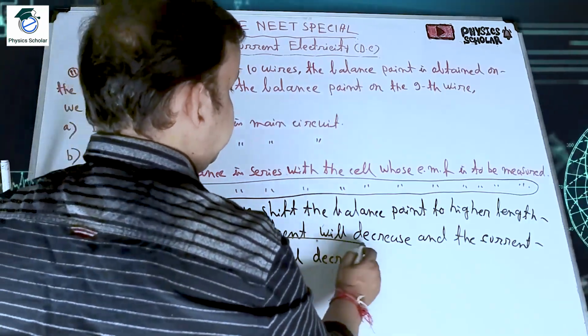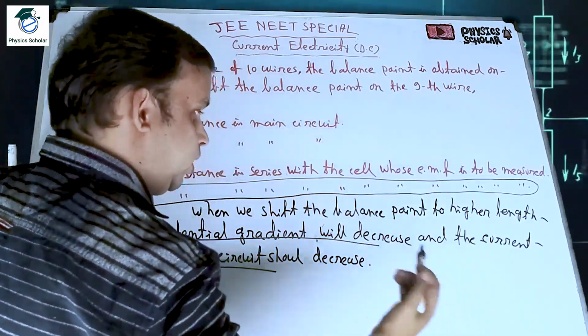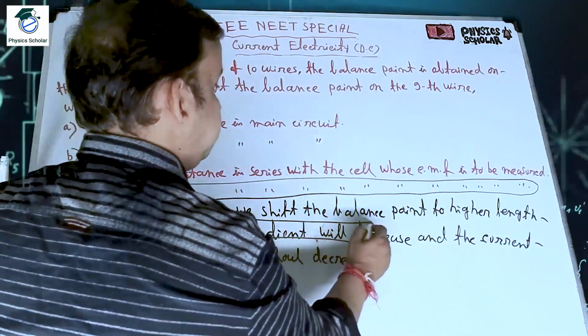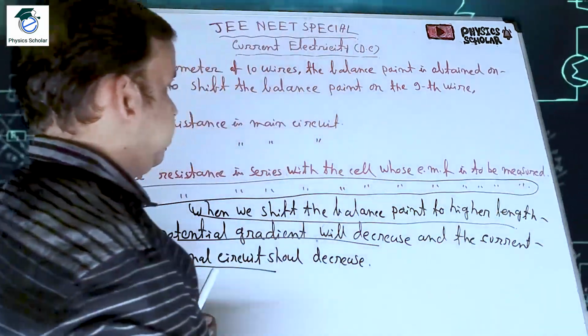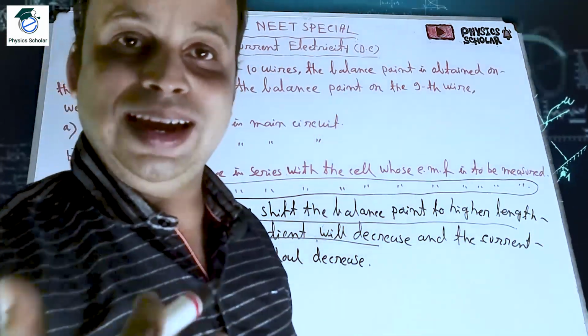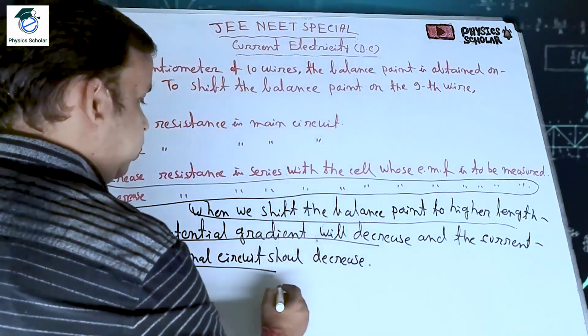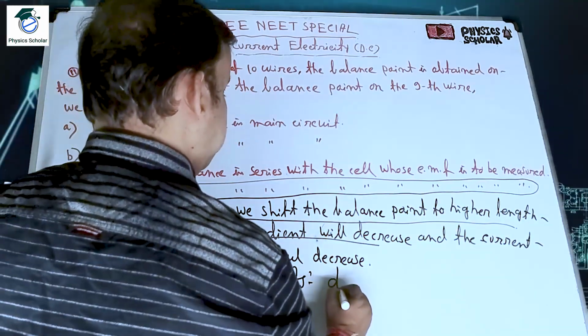If it will decrease, then the potential gradient will also decrease, and if the potential gradient decreases, then we can shift the balance point to the higher length. Clear? We can shift the balance point to the higher length. So that means the answer will be option number D.